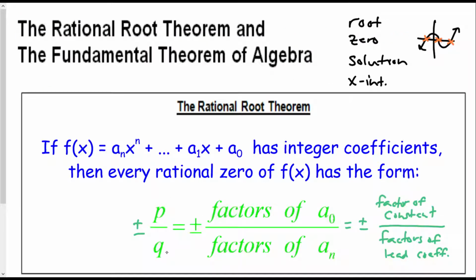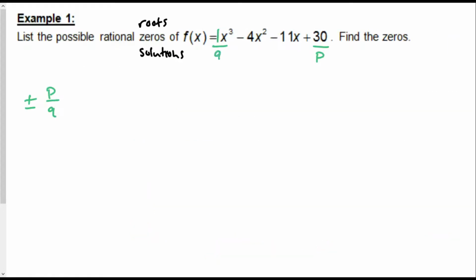Q is the factors of our leading coefficient. Well, what's our leading coefficient? 1. So plus or minus p over q is going to be equal to plus or minus all the factors of 30 over all the factors of 1. So the factors of 30 include 1 and 30, and then you've also got 2 and 15, and then 6 and 5. And I'm pretty sure that's all the factors of 30.